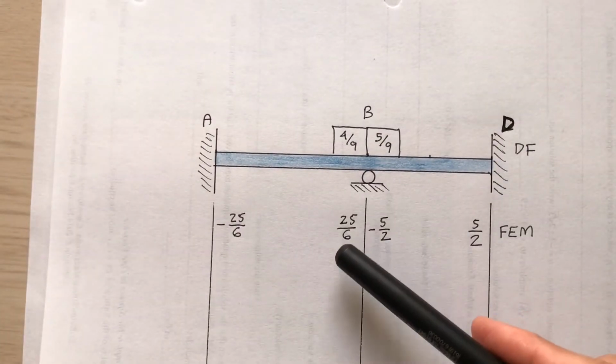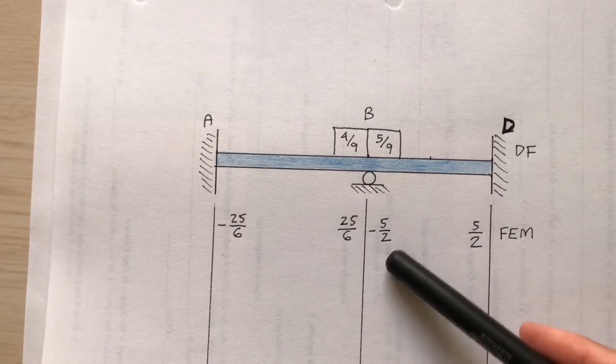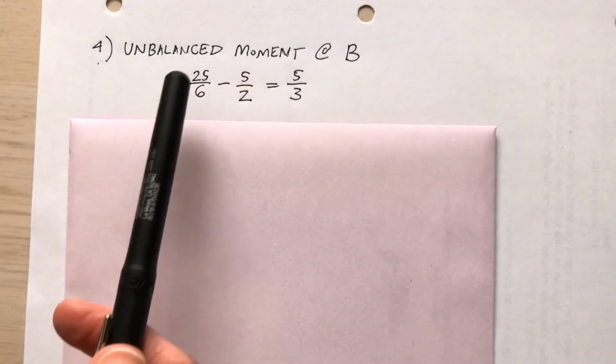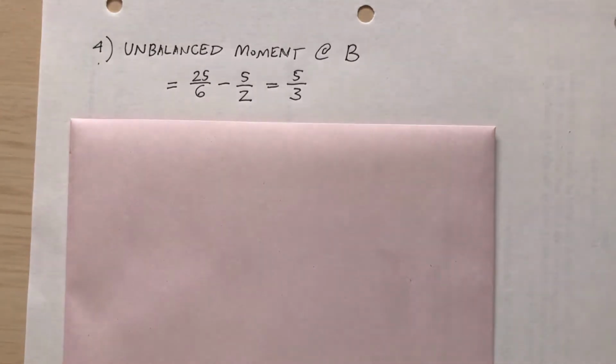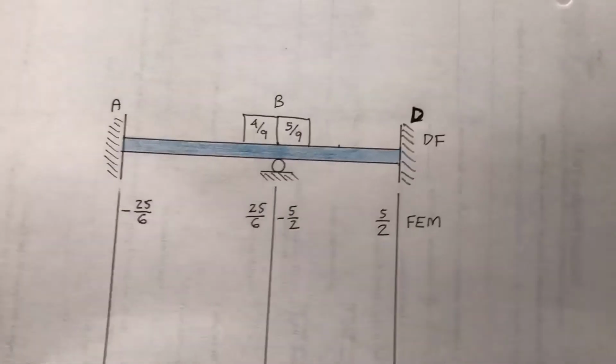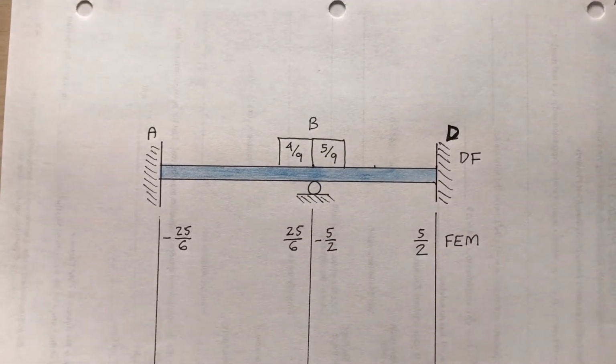I've got on this side 25/6, on this side negative 5 halves. I'm going to add those two. So 25/6 plus negative 5 halves, that's 5/3. Okay, so what does that have to do with anything? That 5/3, remember the distribution factors are 4/9 and 5/9?